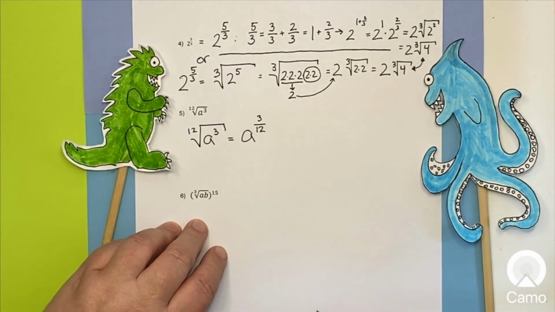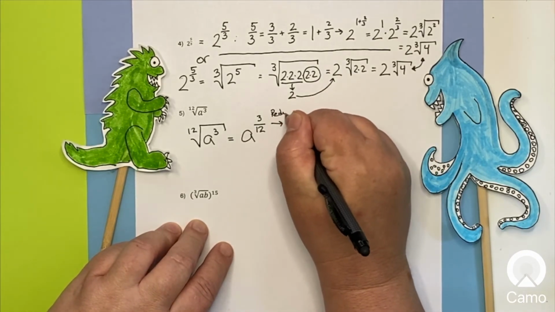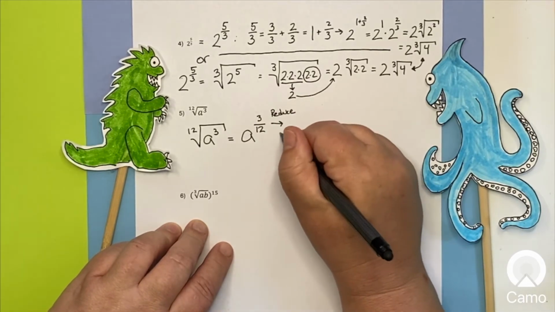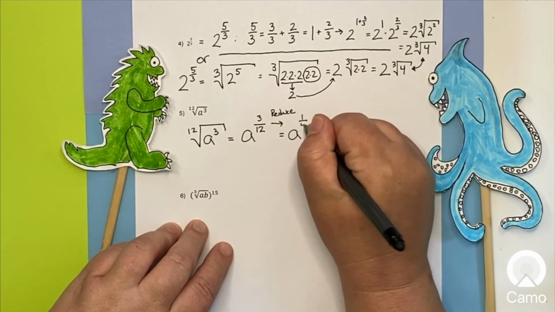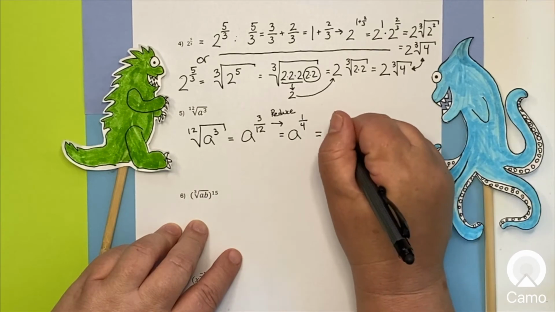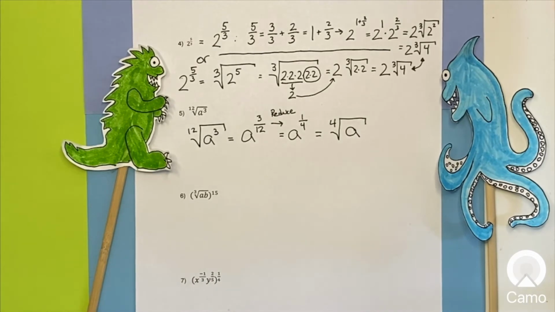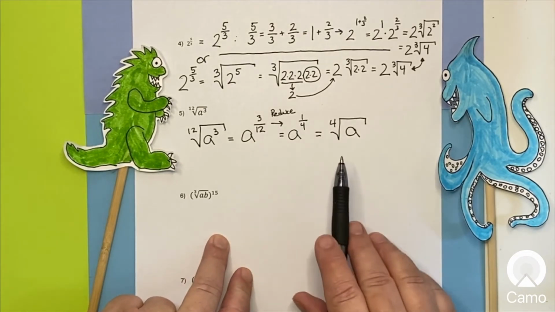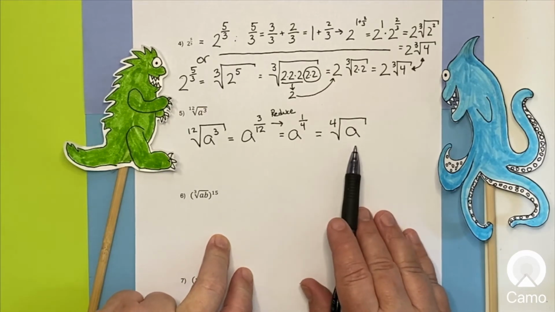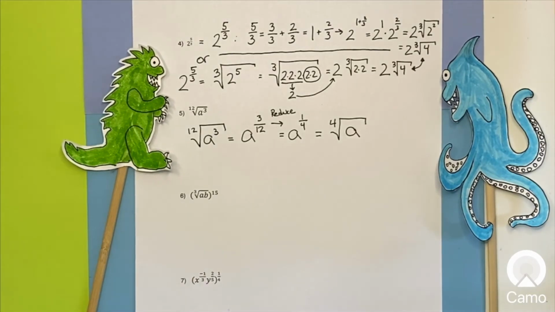Well, 3/12 can be reduced, right? We reduce the fraction. And so we end up with a to the 1/4. Do you see how 3/12 reduces to 1/4? Which can then be written as the 4th root of a. Now, with these answers, depending on what the particular problem asks for, you may want to give the answer as a to the 1/4. You may want to give the answer as the 4th root of a. So it's just going to depend on what the formatting of the problem is. So just pay really close attention to the instructions.